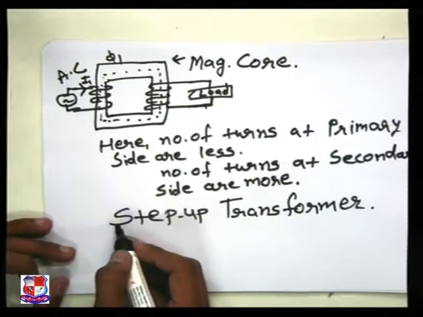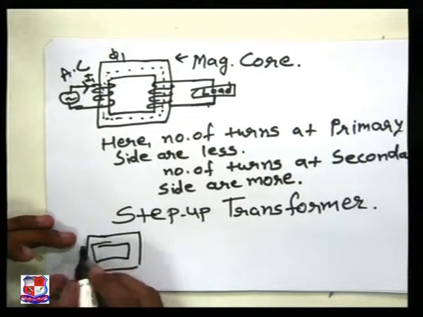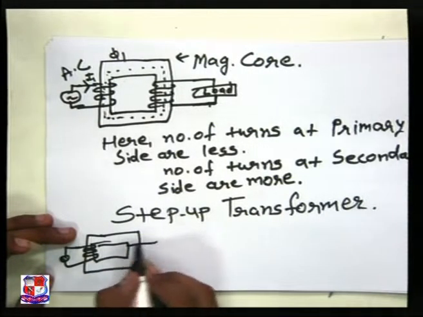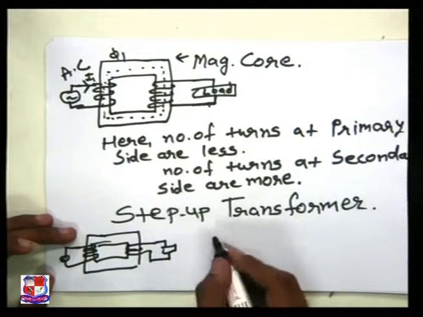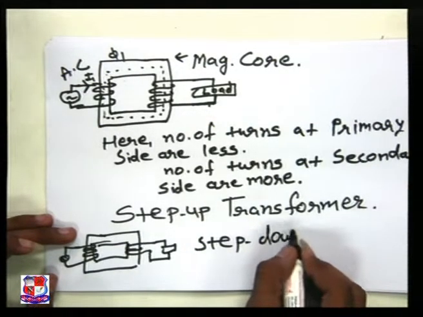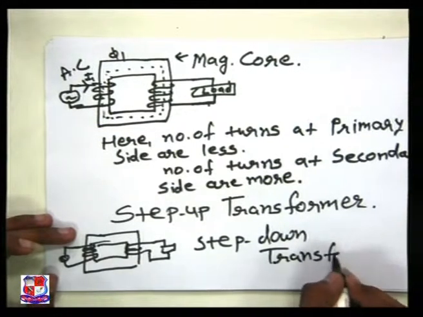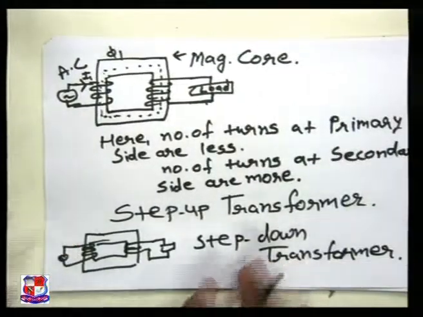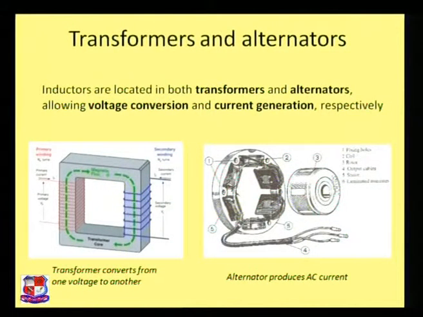And if the number of turns at the primary side are more, here we can see, if we take more number of turns, and the number of turns at the secondary side are less, then that transformer is known as a step down transformer. So basically, electromagnetic induction is used in transformers and in alternators.